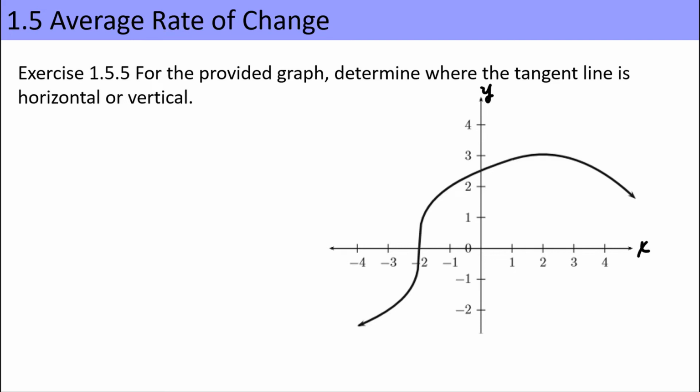Example, for the provided graph, determine where the tangent line is horizontal or vertical. We have a graph that begins its drawing in the 3rd quadrant. It increases up until the negative x-axis at the point -2, increases vertically up, and then starts to increase again, moving horizontally. In its gradual increase, the graph intersects the positive y-axis between 2 and 3, increases until about x equals 2, and then begins a gradual decrease downwards.